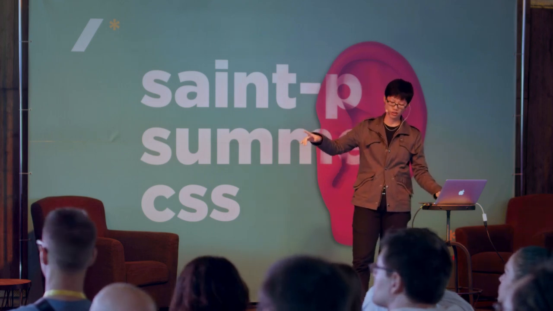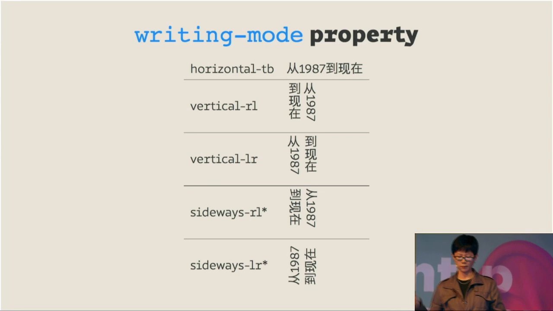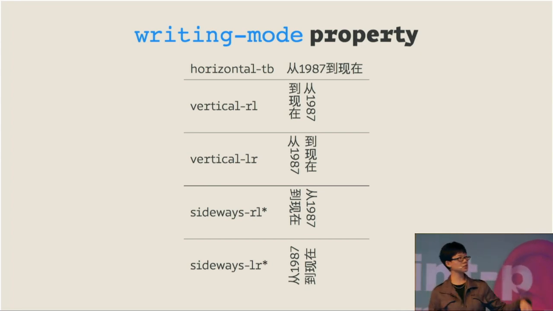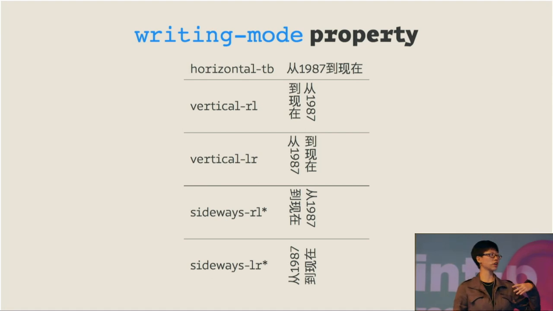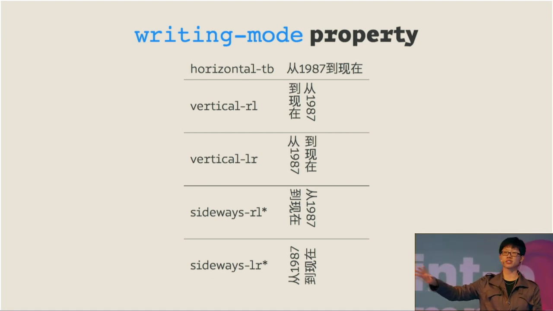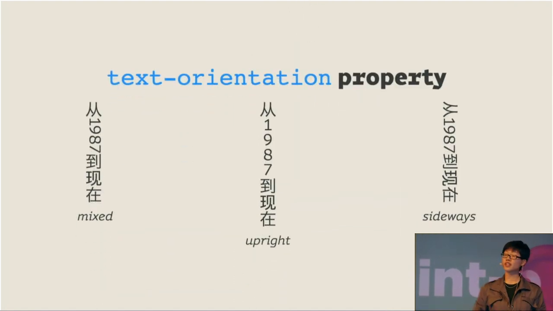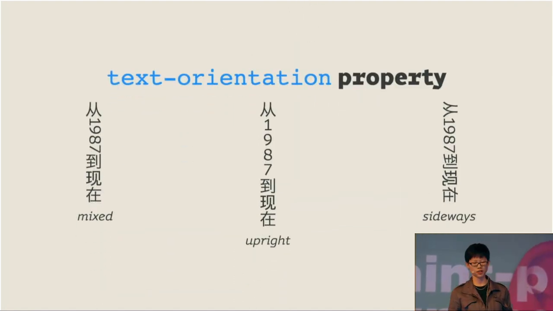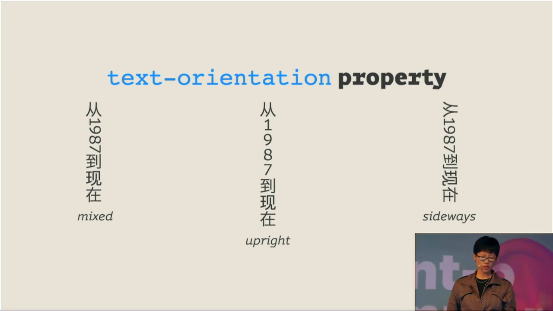So this is what happens to your text when different values of writing mode are applied. These examples look correct because I'm using Firefox at the moment, but the last two examples have actually been deferred to writing modes level 4, so you probably won't be able to see them in any other browsers anytime soon. And for text orientation, the initial value is mixed, but you can make all the characters upright or sideways.